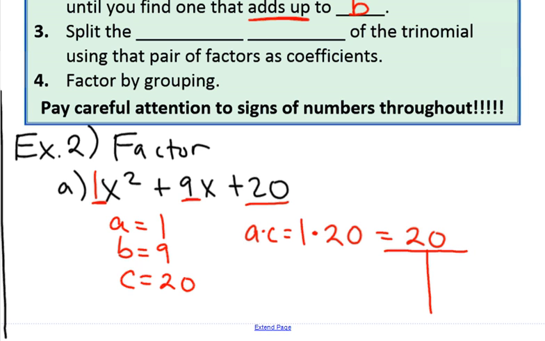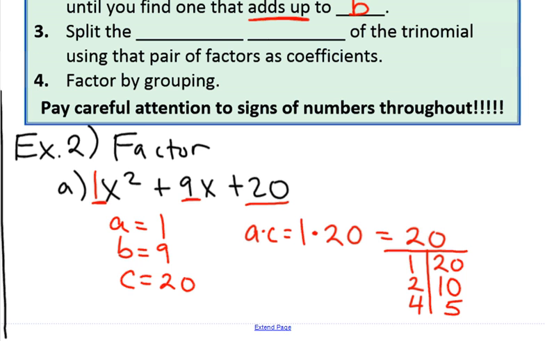I like to start with 1 and then go up. So 1 and 20, then 2 and 10. You want to put them together as pairs. So that's why I'm doing this in a T-chart. 3 does not go into 20. Then you have 4 and 5, and that's it. Okay, so those are my factors of 20. Now, you want to look at these as pairs.